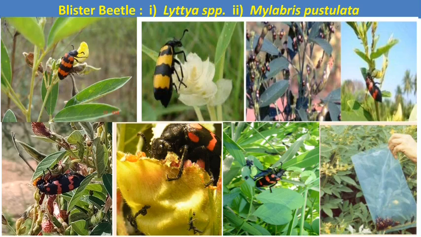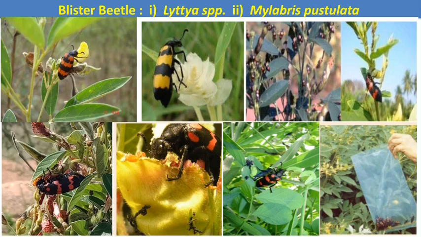Then the next one is a Coleoptera pest, that is the blister beetle. There are two species, Lytta species and Mylabris pustulata. Here, the damaging stage of the blister beetle is only the beetle, not the grub. The grub is beneficial. The female beetle lays eggs in the soil, and after hatching from the eggs, the grubs emerge, and the grubs feed on the eggs of grasshoppers and locusts in the soil.